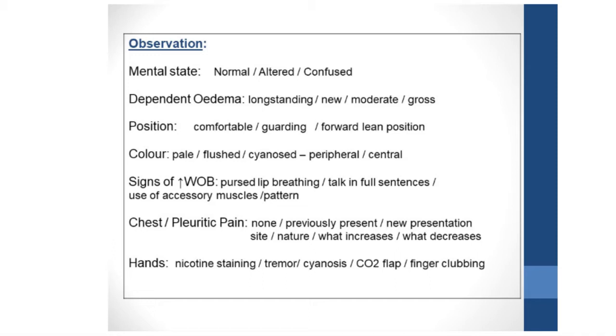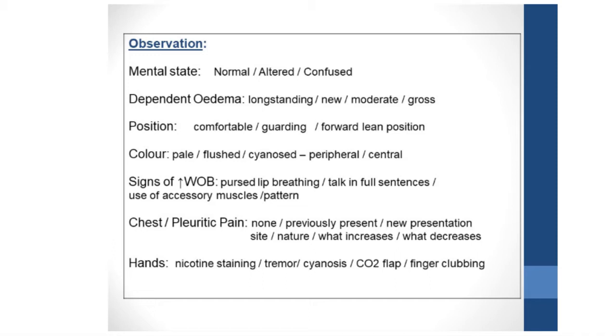So is their colour pale? Are they flushed? Are they cyanosed? As we said earlier, pale could be early signs of hypoxia, and cyanosis is more a later sign of hypoxia. Peripheral cyanosis is more indicative of respiratory issues, and central cyanosis is more indicative of cardiac issues. But just be aware that you could see a combination of both.